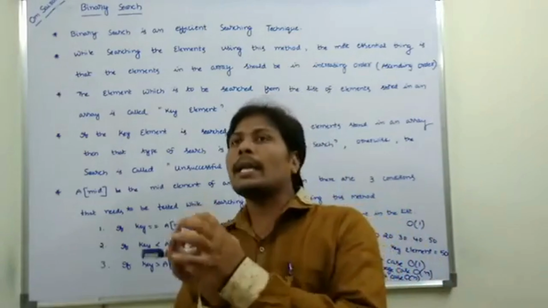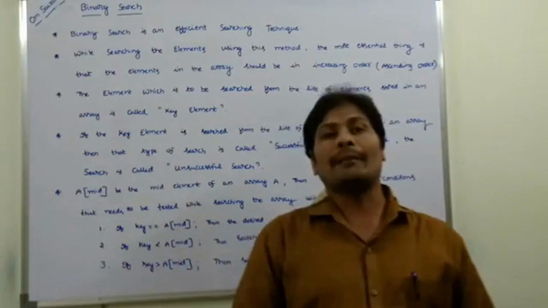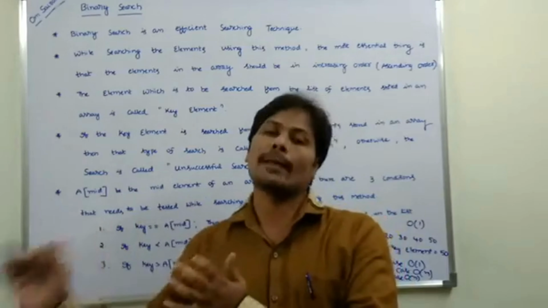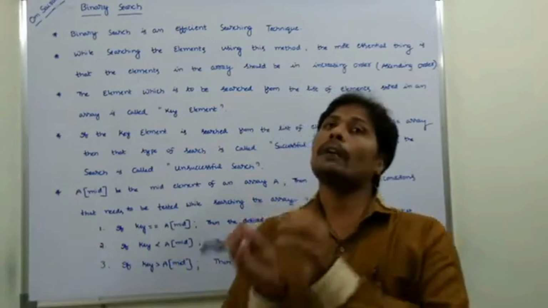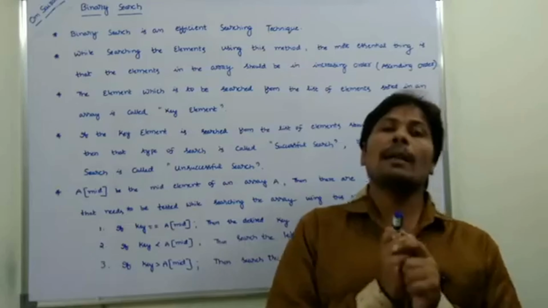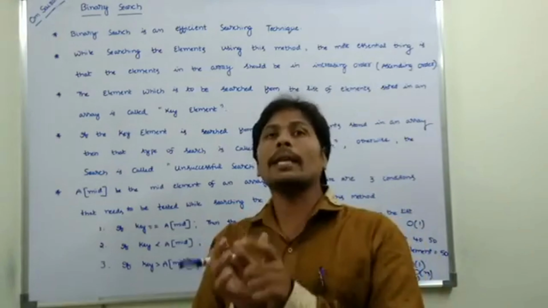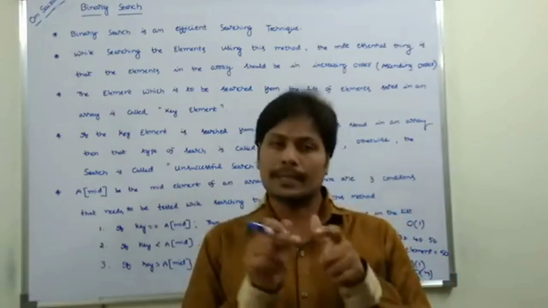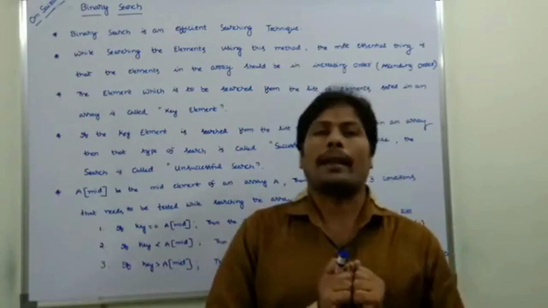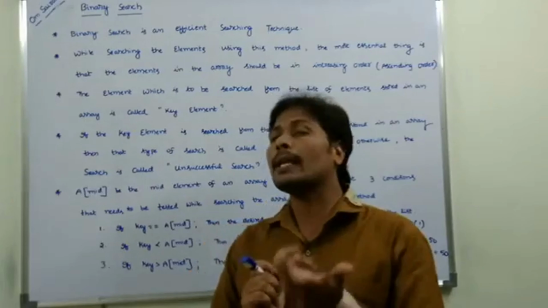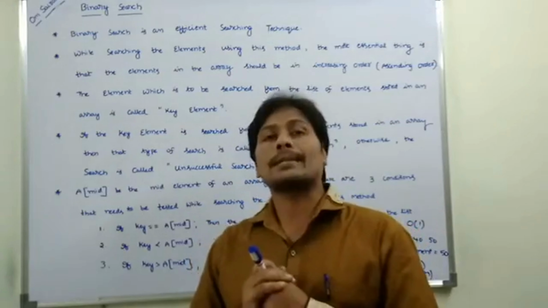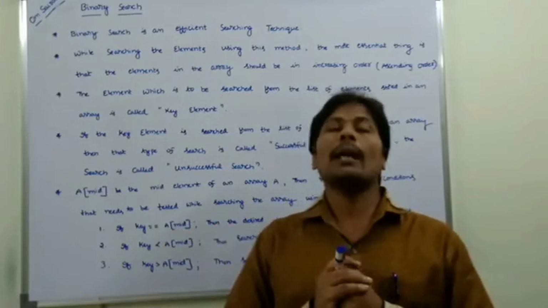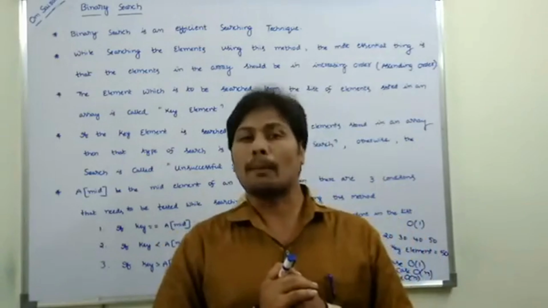Second case, our key element is compared with the mid value. Our key element is greater than the mid value. So then we want to search the right sub array. Third case, our key element is compared with the mid value. Our key element is less than the mid value. Then we want to search the left sub array. These are the three conditions that should be tested while searching an element in the list of given n numbers.